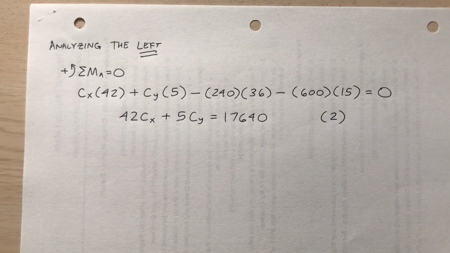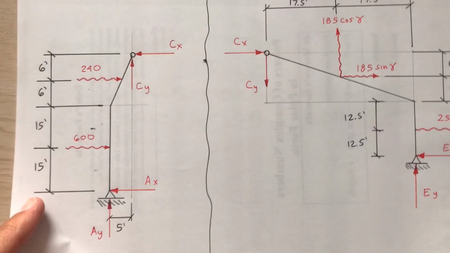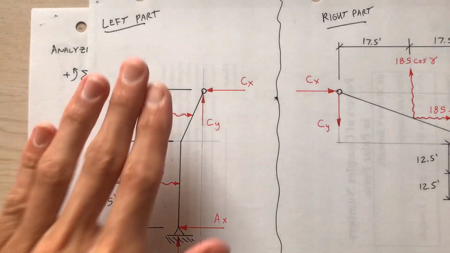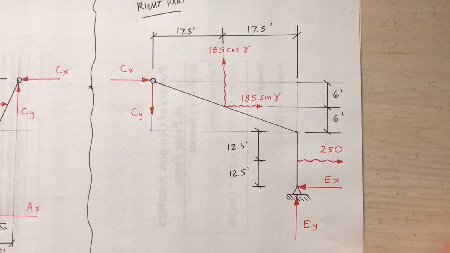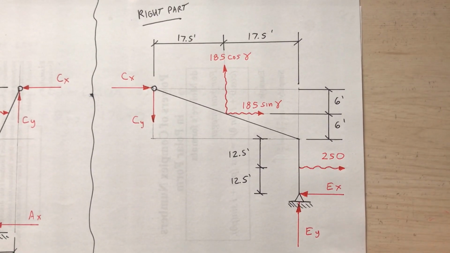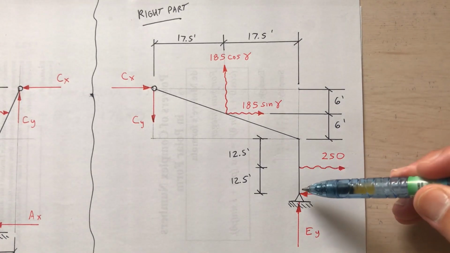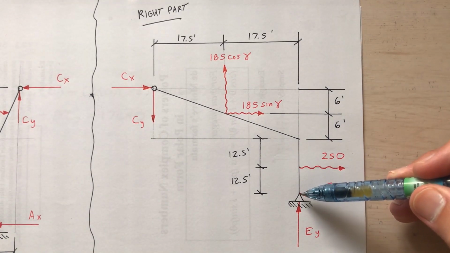Okay, well, one equation and two unknowns, so what good is it? Well, it might be good in a few moments here. Okay, go back to this picture. Okay, now I've analyzed the left, so now I'm going to analyze the right portion. So it's right here. Okay, what can I do here? I propose taking the moments about point E. Here's point E. Take the moments about point E.